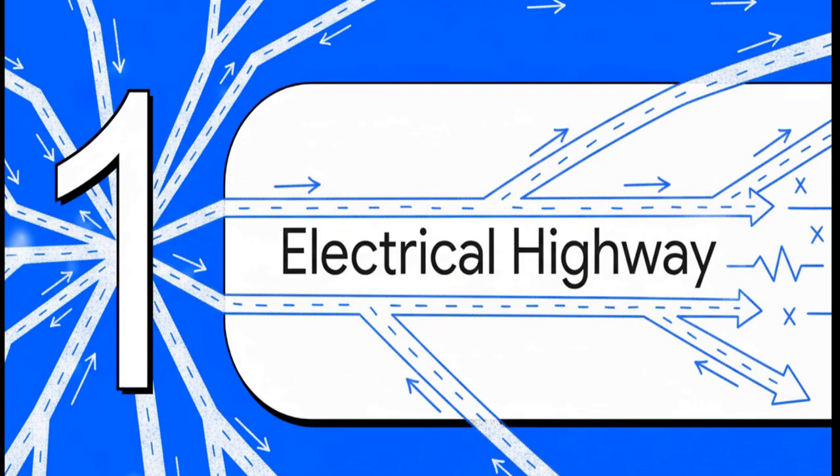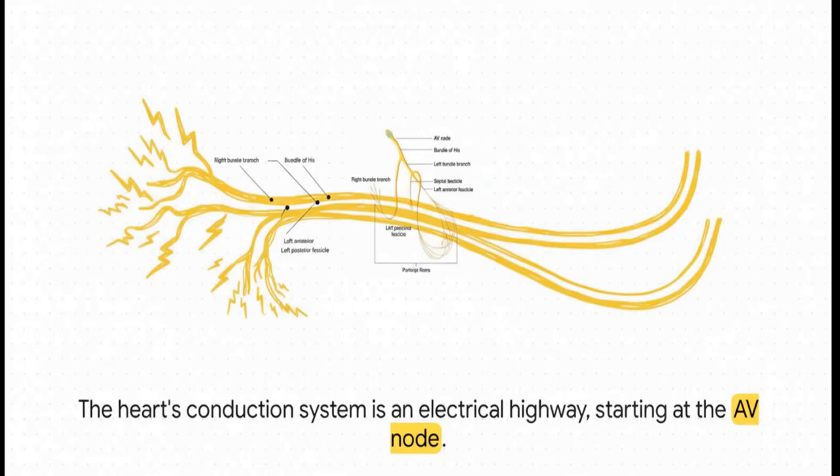But before we get to the cool tricks, we've got to understand the basics. The best way to think about the heart's electrical system is like it's a super efficient highway. You have to know the normal flow of traffic before you can spot the traffic jams, right? So check this out. This is our highway map. The signal starts up top, zips down this main road called the bundle of His, and then it splits into two lanes. The right bundle branch heading to the right ventricle, and the left bundle branch heading to the left ventricle. And normally this all happens in perfect sync.